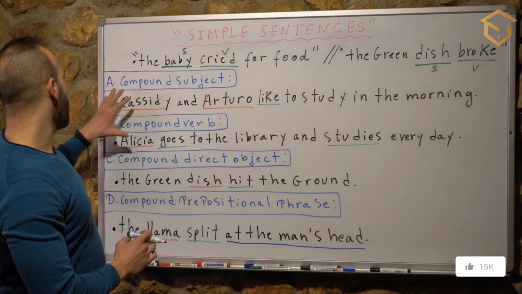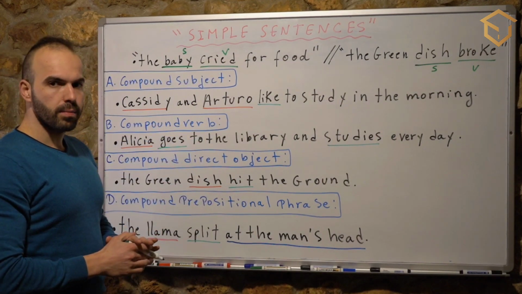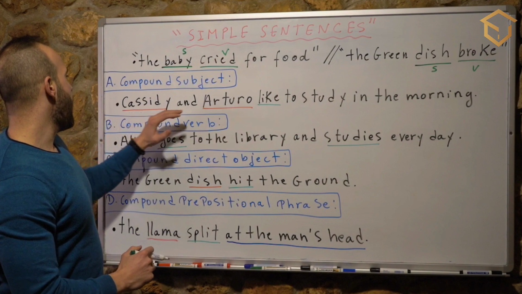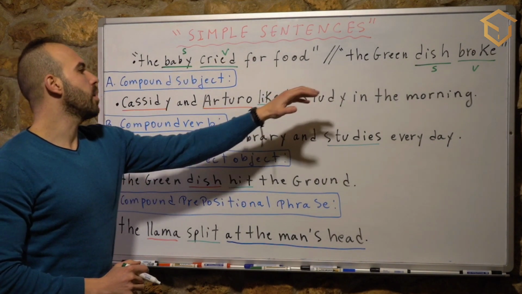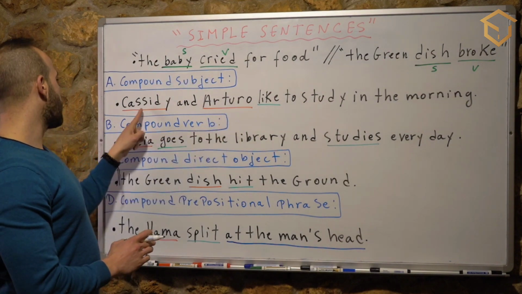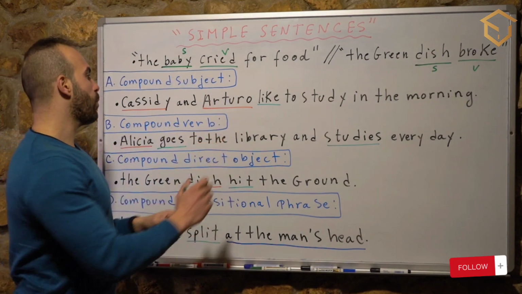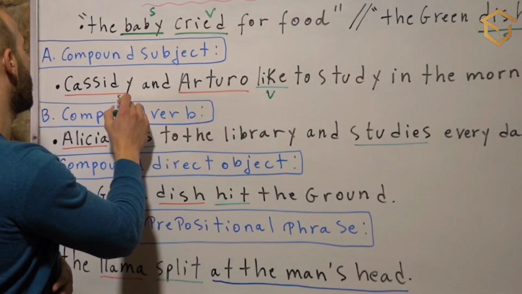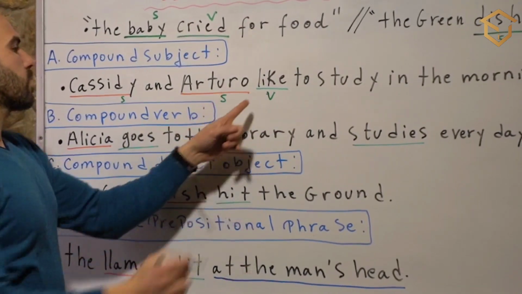So we have here compound subject. Let's read the example sentence. Cassidy and Arturo like to study in the morning. As you can see, we have two subjects here, Cassidy and Arturo, and we have one main verb, which is like. Okay? So these are the subject and that is the verb.